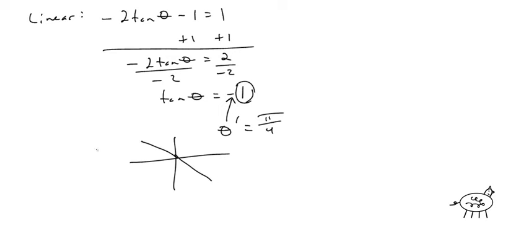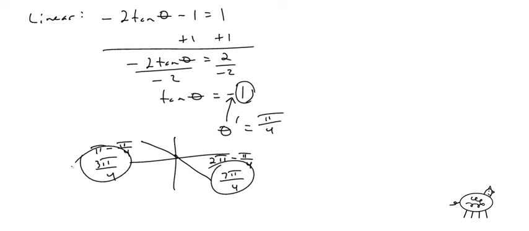So you're going to say, oh, well, isn't that pi minus pi over 4? And this one's 2 pi minus pi over 4. So that gives me 3 pi over 4 as an answer, and 7 pi over 4. And those are my two answers, math fans.